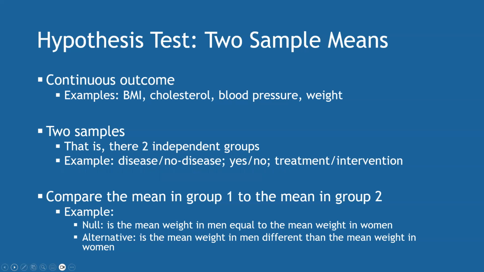We could have either a disease group and a non-disease group, a group that answered yes to something or no, or a treatment group or an intervention group. Then we want to compare the mean of that continuous outcome in group one to the mean in group two. For example, if our groups were men and women, the null hypothesis says the mean weight in men is equal to the mean weight in women. The alternative hypothesis could be that the mean weight in men is different than the mean weight in women.